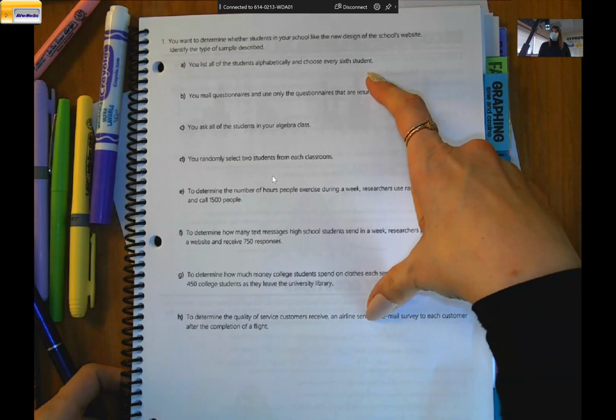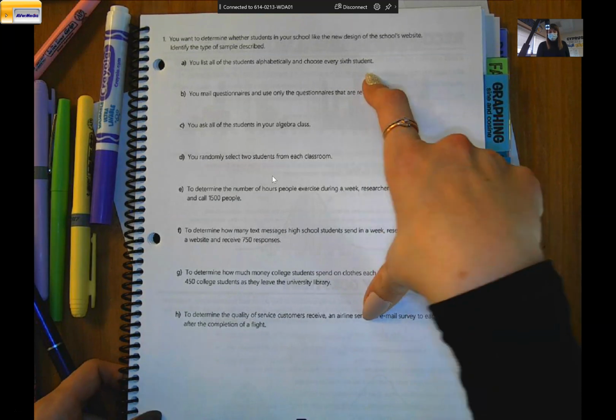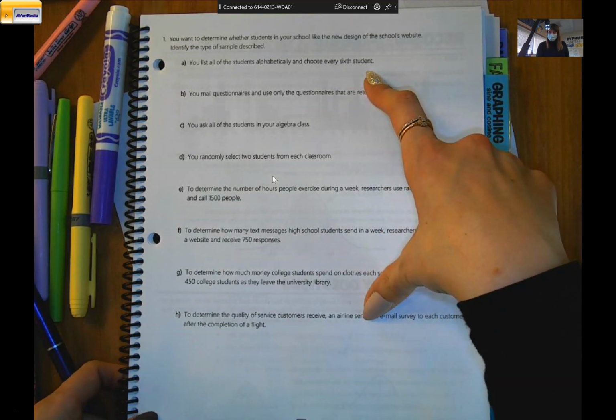So what the kids in class are doing is identifying what these are. I'm going to walk around and see if they're actually writing stuff down, and then we're going to check our answers.